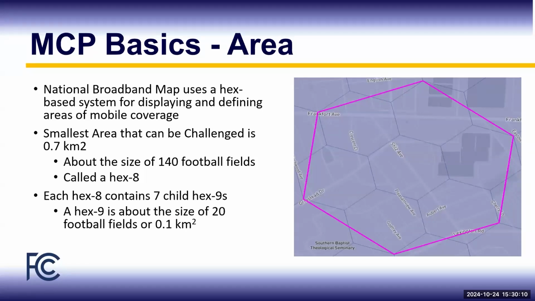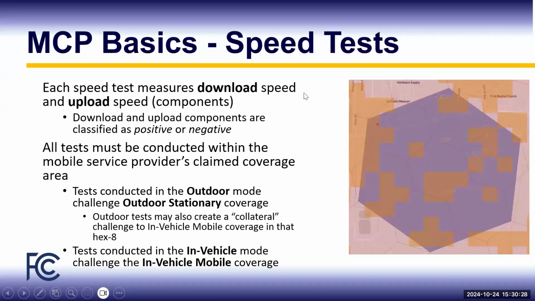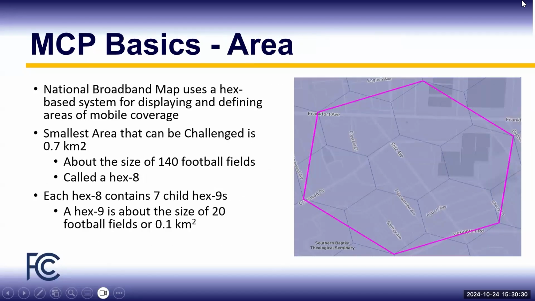The mobile challenge process is based on the H3 system of hexagons, which tiles the entire United States into sets of different size or resolution hexagons, where higher resolution hexagons nest within lower resolution hexagons. The image on the slide shows a hexagon, the pink outline of a six-sided shape, with smaller hexagons nested inside.